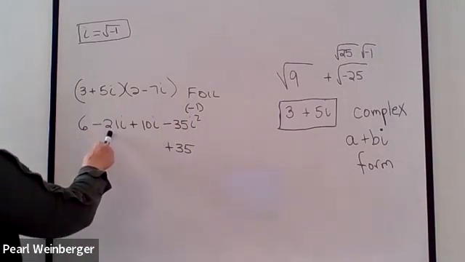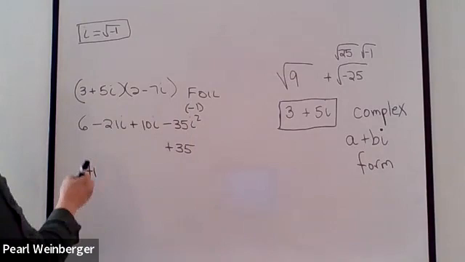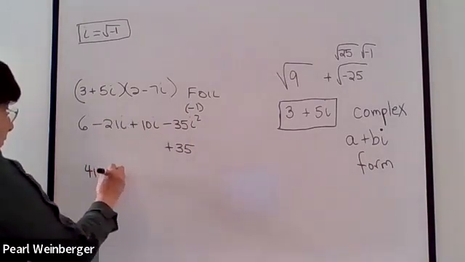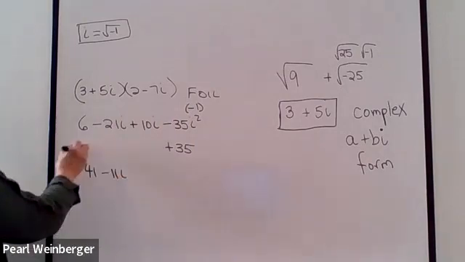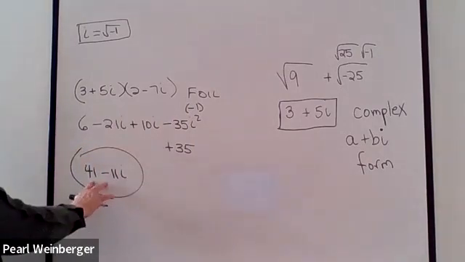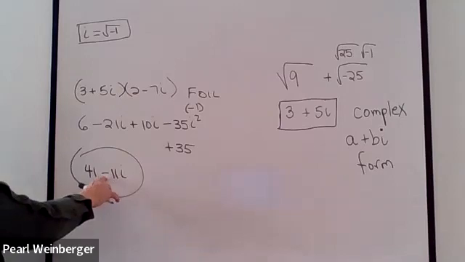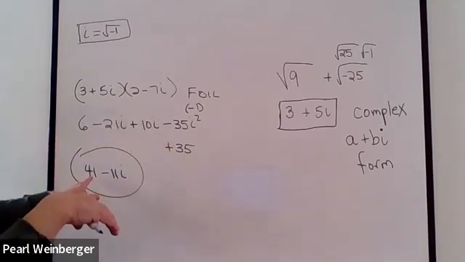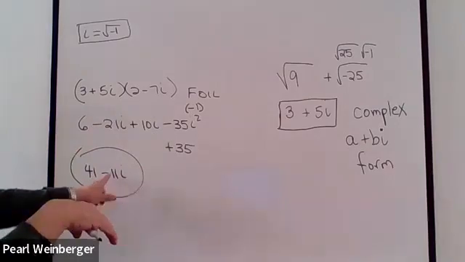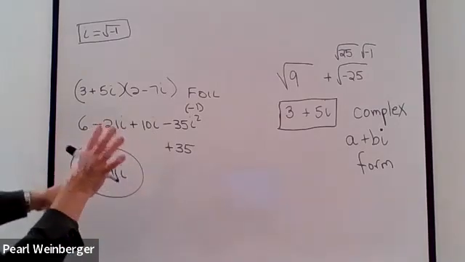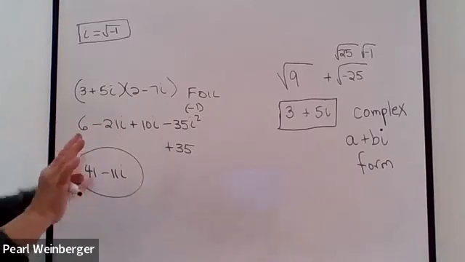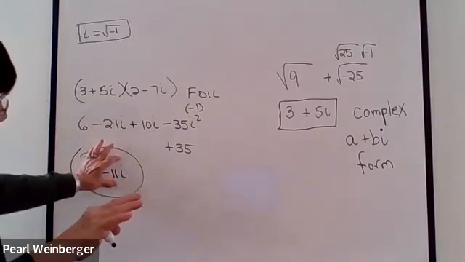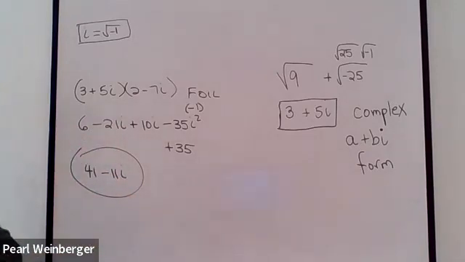The -21i plus the 10i can be combined. -21 and 10 gives me minus 11i. And I can't go any further. This is my answer. Notice it's in a plus bi form. The sign really means 41 plus -11i. So it's a plus bi form. You get a real part and an imaginary part.